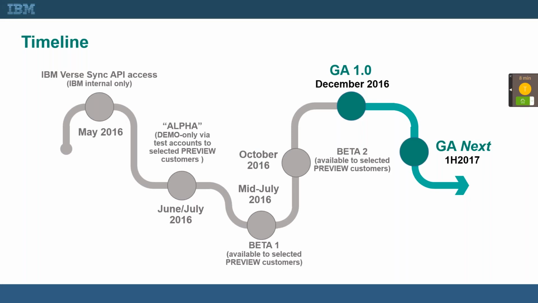So let's talk about the roadmap for Verse on-prem. As you can see here, this is the timeline starting last year, GA'd in December, and we've got GA next, which is first half of this year. That will be the 1.0.1 release. After that, we've got a 1.1 release in the hopper as well.